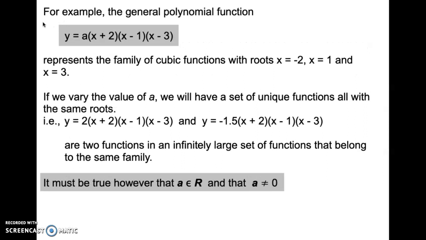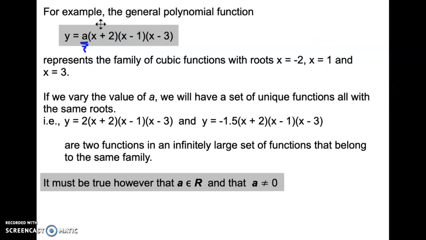The way that we represent a general family is by putting in an a value. If you see an a value, that is the general equation for a family. So in our case, we have y equals a times (x plus 2) times (x minus 1) times (x minus 3), and this represents the family of functions that have the roots of -2, 1, and 3.